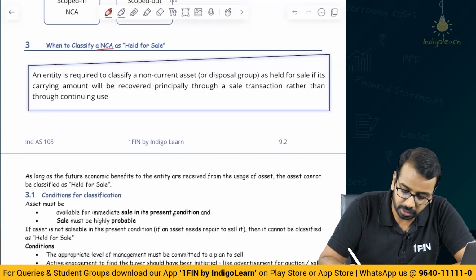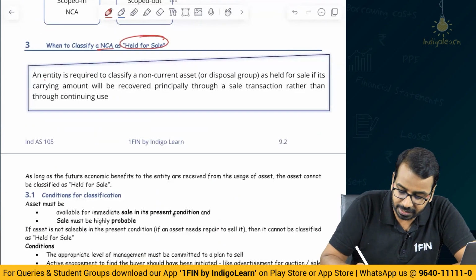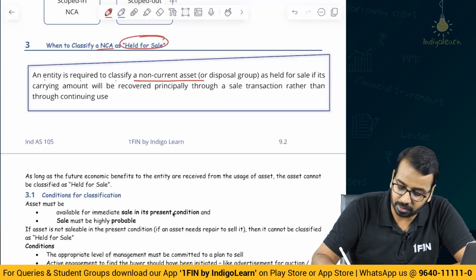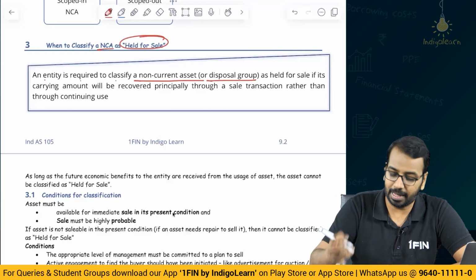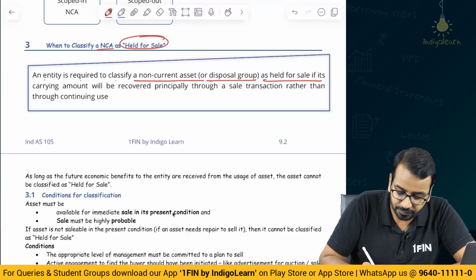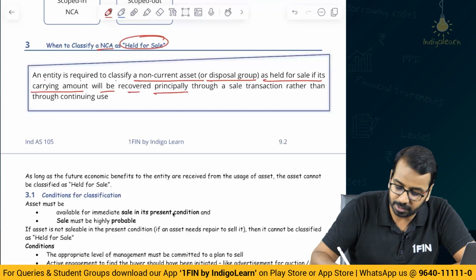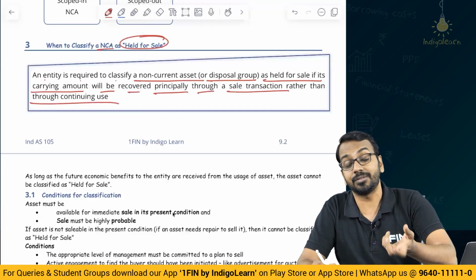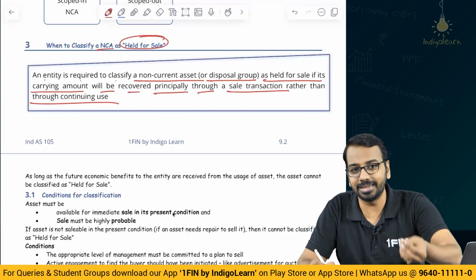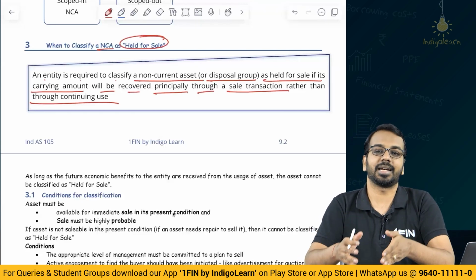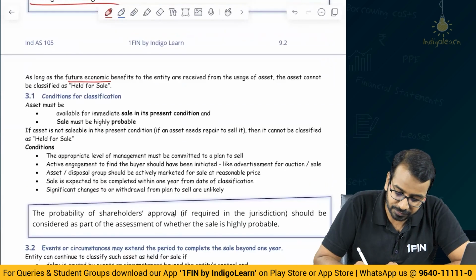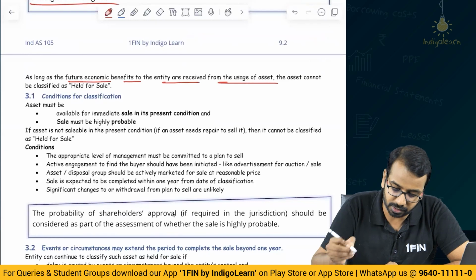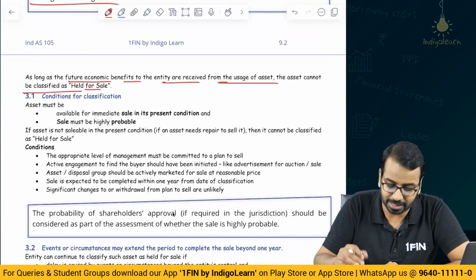When should we classify a non-current asset as held for sale? An entity is required to classify a non-current asset or a disposal group, a group of assets, as held for sale if its carrying amount will be recovered principally through a sale transaction rather than through use. So if the objective is to recover the money by selling the asset, then you say it is a non-current asset held for sale. As long as future economic benefits are received from the usage of the asset, you cannot classify it as held for sale.